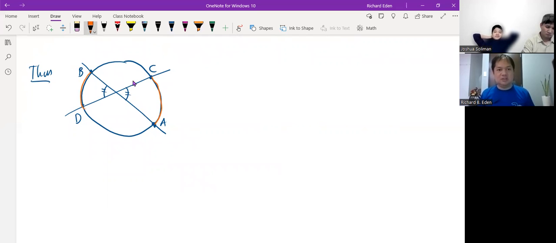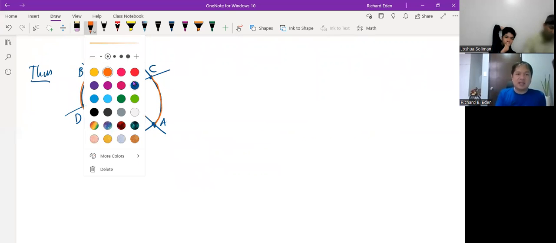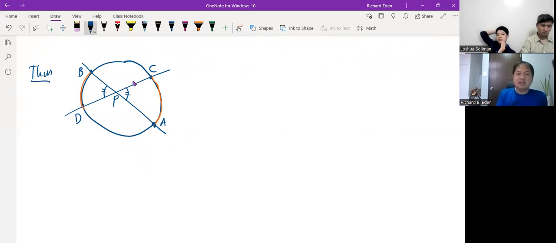However, even though the two marked angles are not inscribed angles, wait, why are they not inscribed angles? Because for an inscribed angle, the vertex must be on the circle. However, the vertex of those two marked angles is somewhere in the interior of the circle. But hey, it turns out that we still have a way of relating that angle. Let's call their point of intersection point P. Angle APC, which is the same as BPD, we can still relate to the two orange arcs.